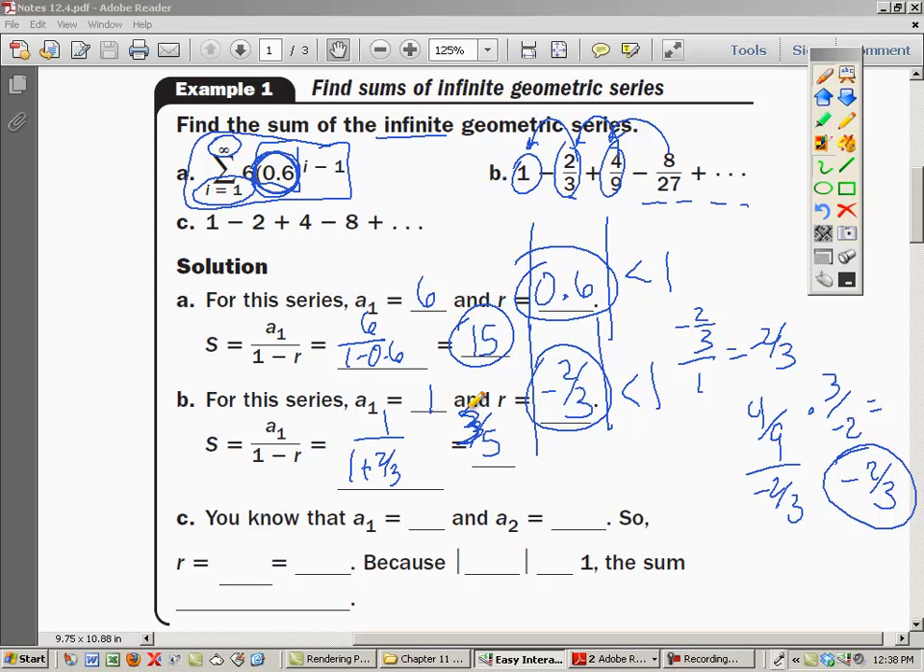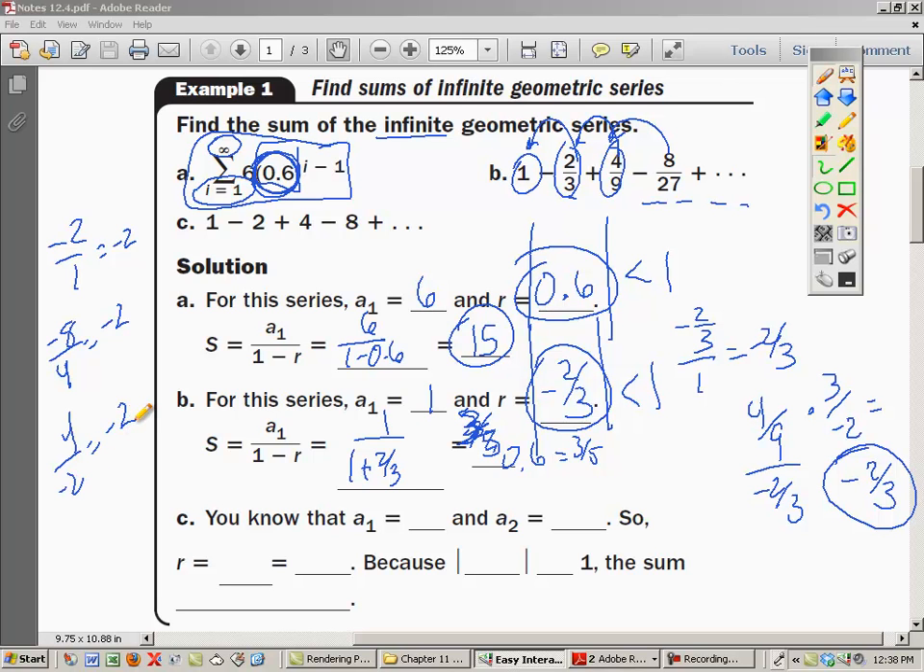All right. And then the last one, again, guys, if you got 0.6 for this, that's okay. Just realize that's 3/5. In the last one, if I go -2 divided by 1, I get -2. If I go -8 divided by 4, I get -2. If I go 4 divided by -2, I get -2.